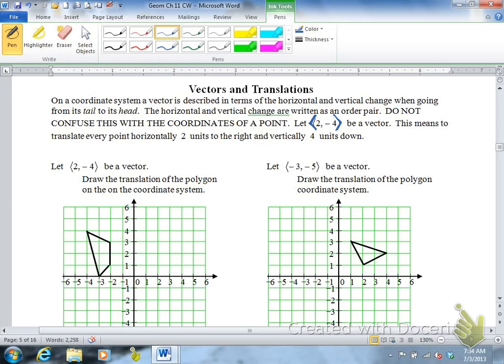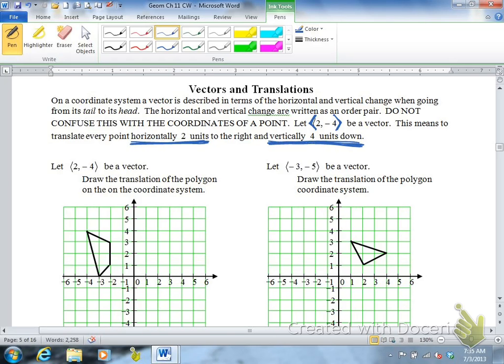This means translate every point horizontally 2 units. So the first number you see still corresponds to the x-axis. So 2 units to the right, it's positive, so it's to the right. If it's negative, it's to the left. Vertically, 4 units down. So the second number in the ordered pair still corresponds to the y-coordinate, the y-axis. And it's negative, so you go 4 units down.